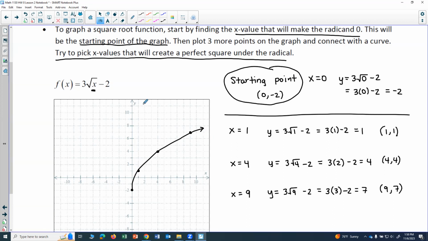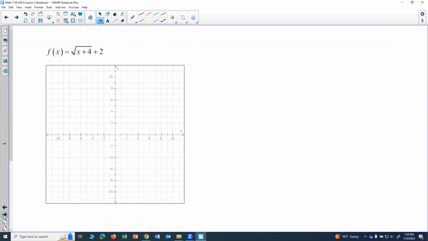Let's look at another example where we have something more than just an x underneath the radical. Here we have f of x equals square root of x plus 4 and then plus 2 outside of the radical. So I want to follow the same steps. I want a starting point. And the starting point is always going to be where the expression under the radical equals 0. So here the expression under the radical is x plus 4. So I'm going to have x plus 4 equals 0.